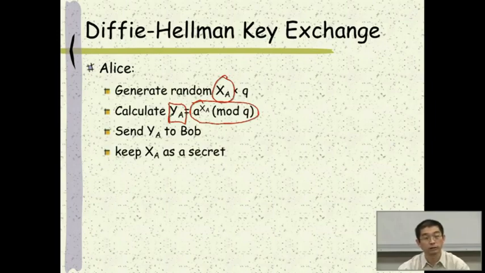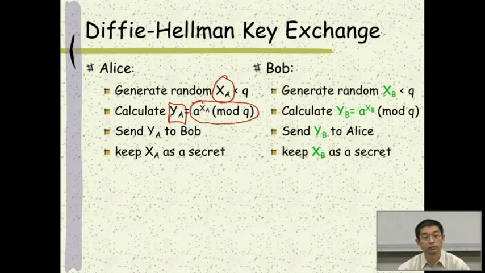On the other side, Bob does exactly the same, which I highlighted in green just to distinguish what Bob is doing compared to what Alice is doing. Bob gets x sub b, raises a to the power of x sub b, and calls this result y sub b. He sends y sub b to Alice and keeps x sub b as a secret for himself. Now Alice has Bob's y sub b, and she has her own x sub a. So how is Alice going to generate the shared key?